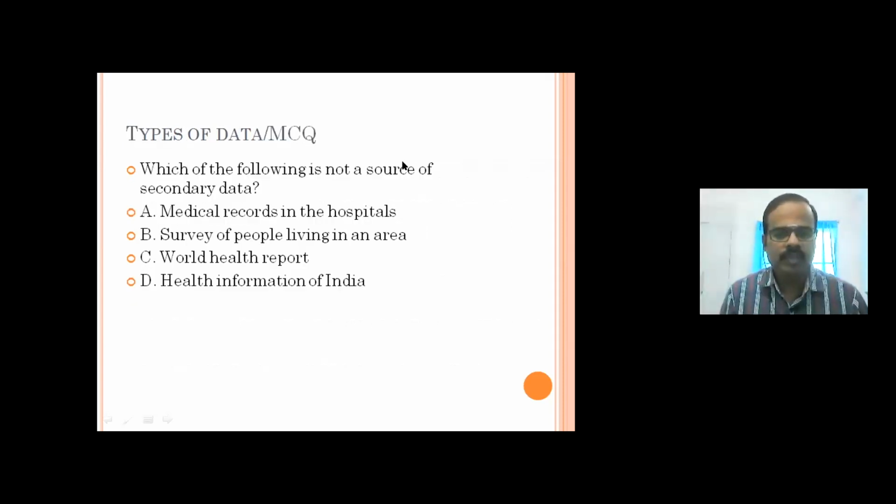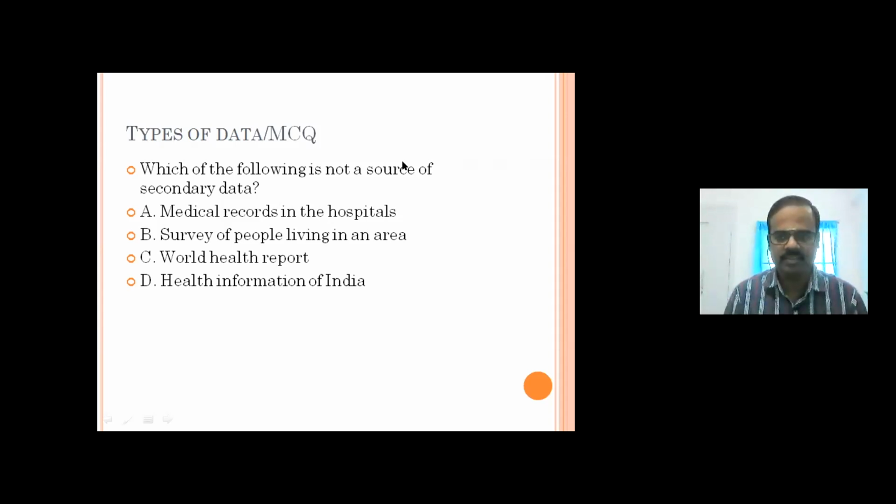Which of the following is not a source of secondary data? Before going into the basics of descriptive and inferential statistics, let us talk about the types of data and how they are classified. We will discuss all those things before we talk much about inferential statistics. So to start with, which of the following is not a source of secondary data? Medical records in the hospital, survey of people living in an area, World Health Report, Health Information of India. Which is not a source of secondary data?